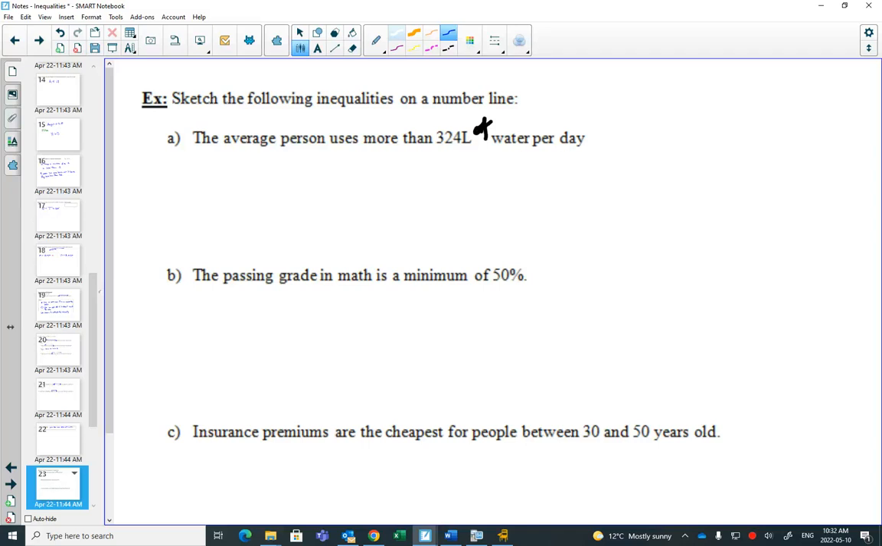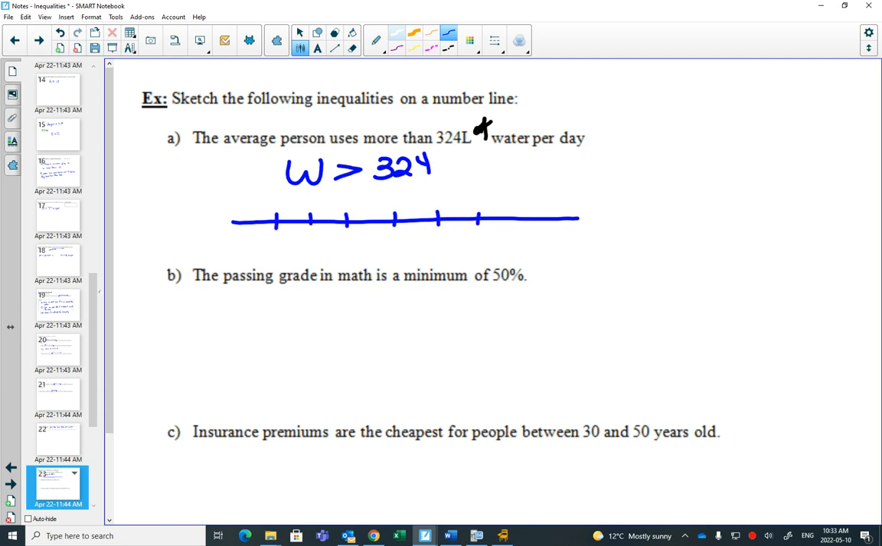So if we wrote it, water is greater than 324. If I drew a number line, why would it not be a good idea to write 0 here? Because you want to count all the way up to 324, right?